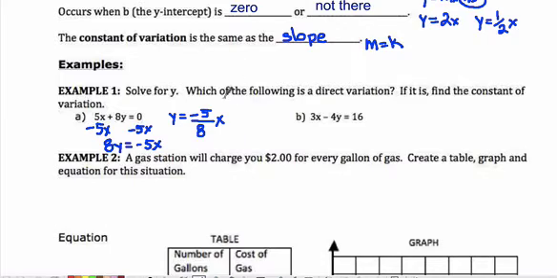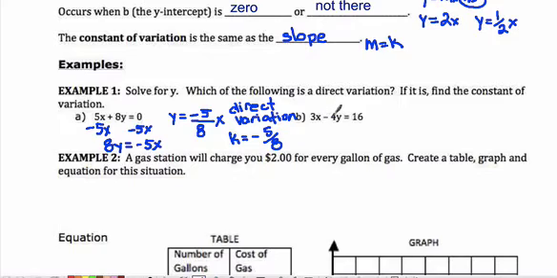So let's go back and answer the question. Which of the following is a direct variation? Well, this one is, so we'll just write direct variation. And then it also wants to know, if it is, what's the constant? So the constant is just right here. It's just the slope, it's just the number in front of the x, it's the number that relates the x and the y. So the k in this case is negative 5/8.